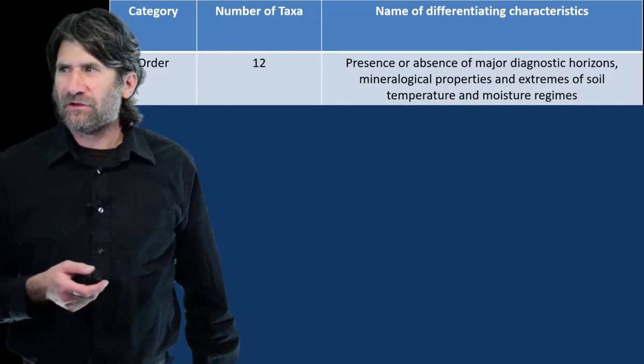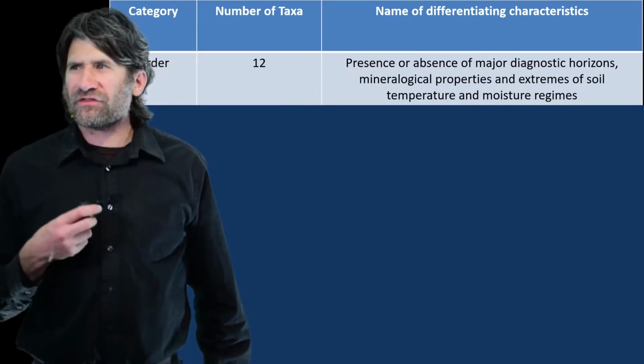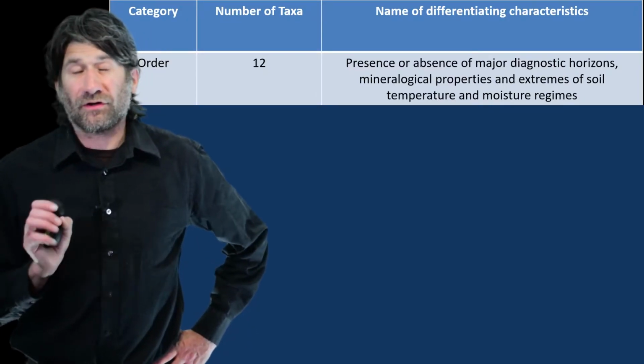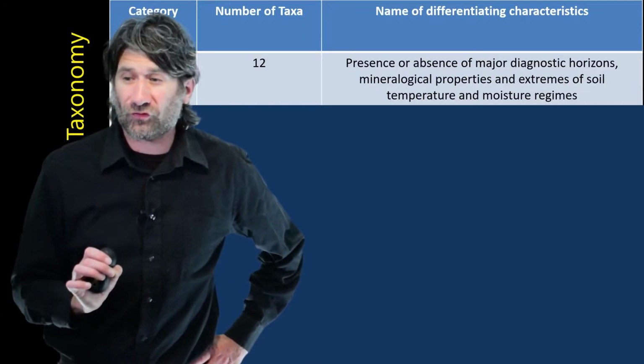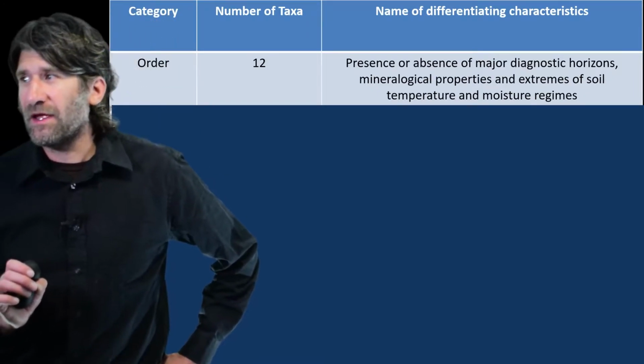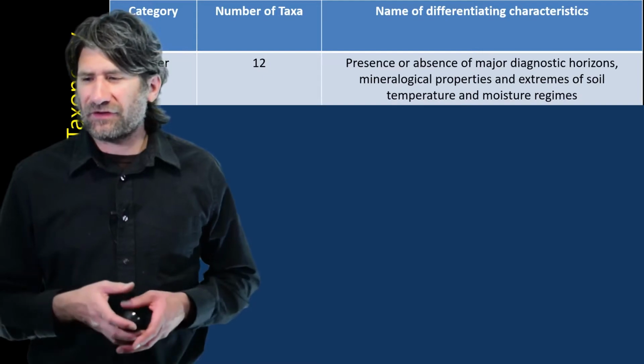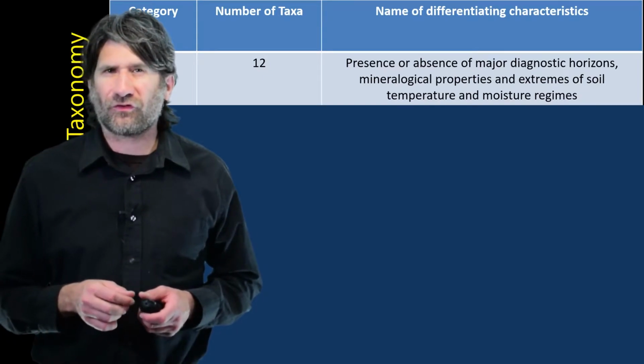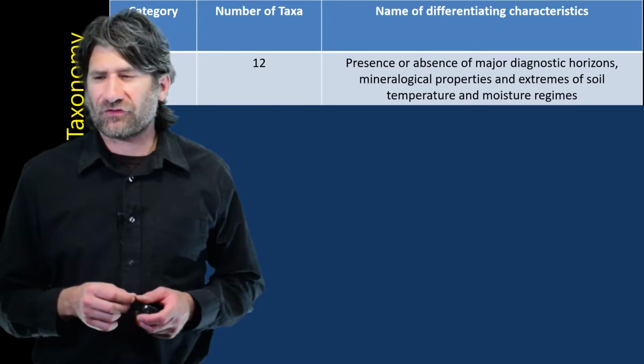Okay, so there are 12 orders of soil in the US taxonomic system. And these are basically designed based on the presence or absence of certain soil horizons.